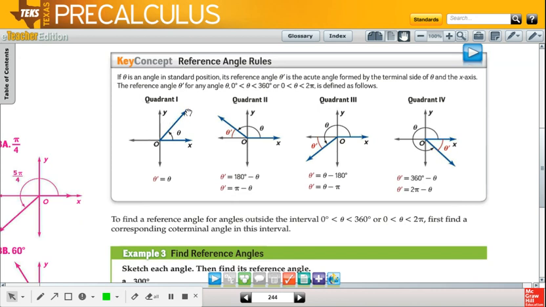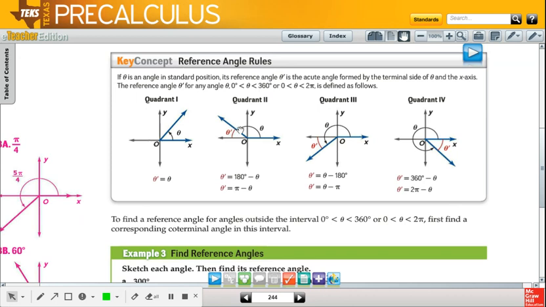So if the terminal side is in quadrant 1, theta prime is just the given angle theta. So just the angle of rotation between the terminal side and the standard position.